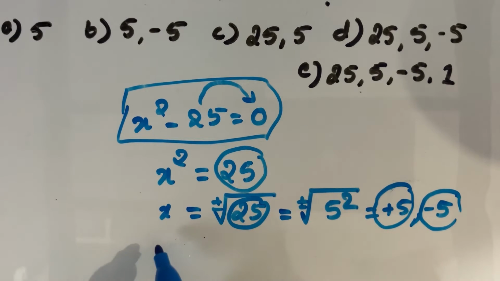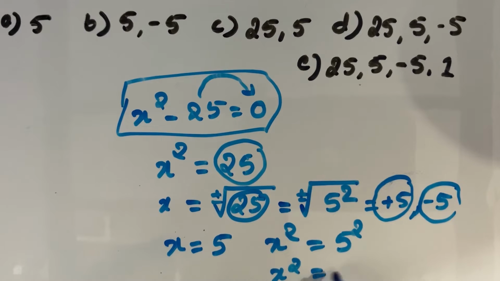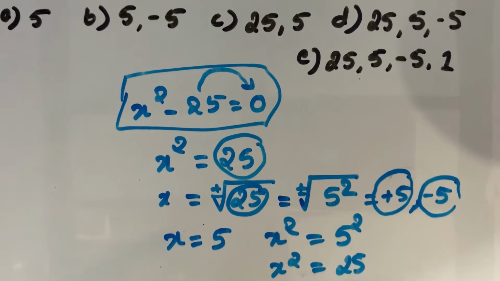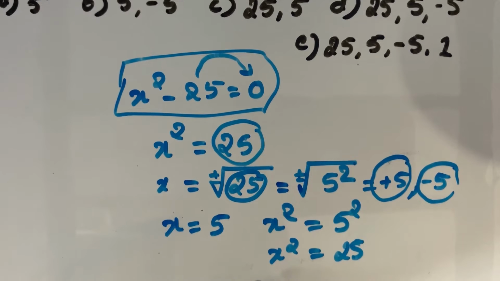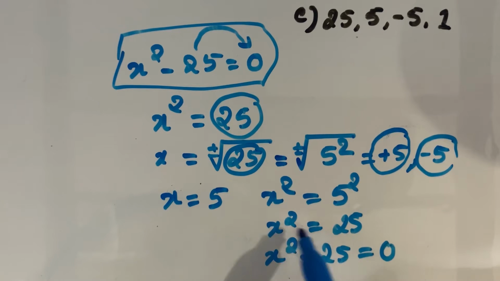So possible values of x are plus 5 or minus 5. Because if you take x is equal to 5, what is x square? X square is equal to 5 square, that means x square is equal to 25. So we will get the equation x square minus 25 is equal to 0. If you bring 25 to the other side, that's our given equation.